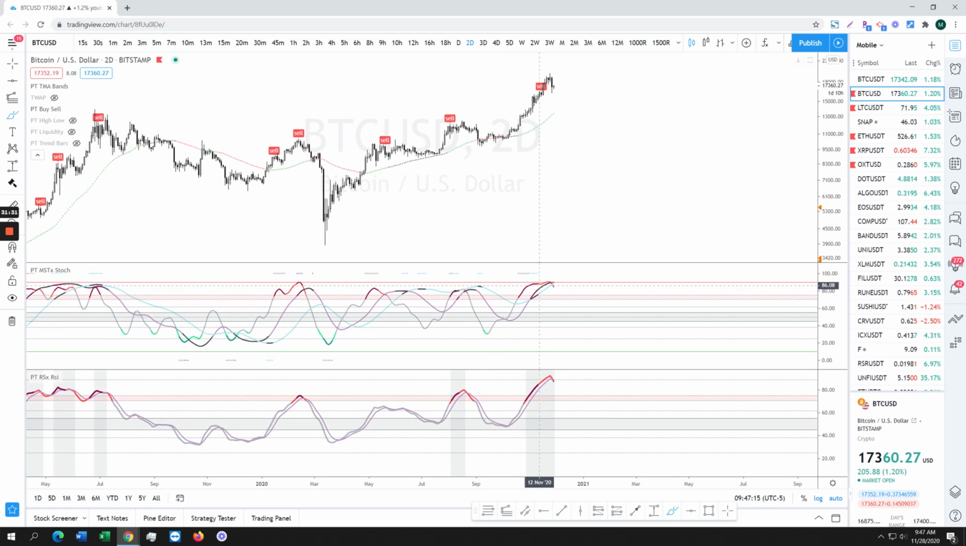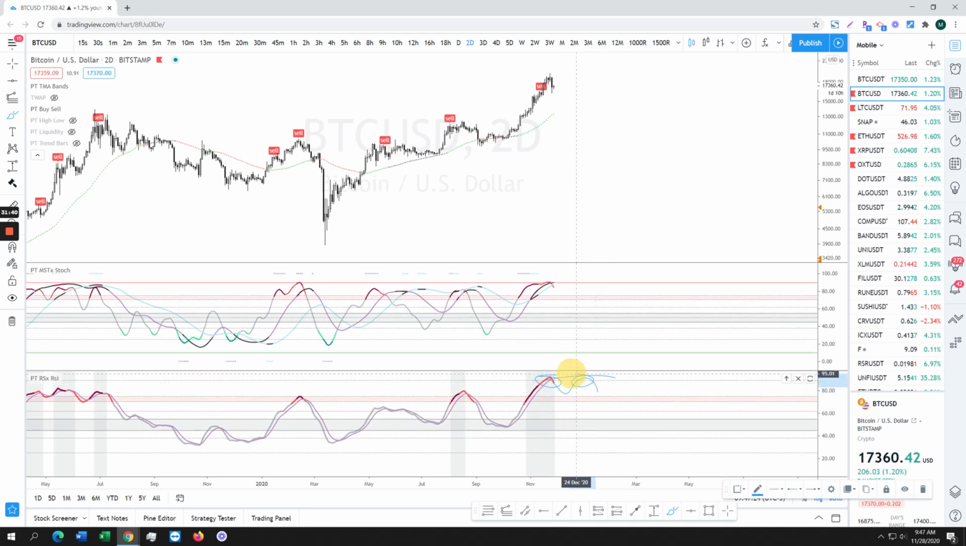Look, the 2-day already crossed, guys. More likely than not, when we get our retest, short this for financial freedom and call it a day. What else did I want to tell you guys?